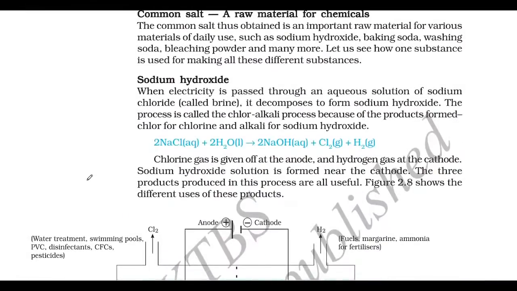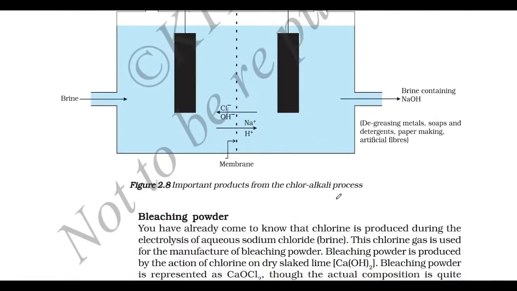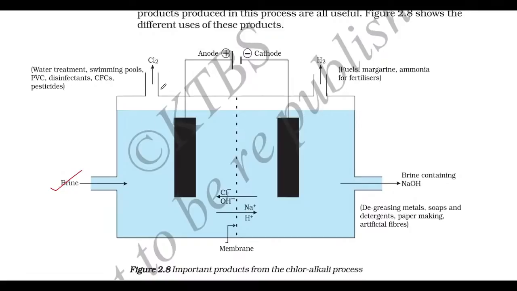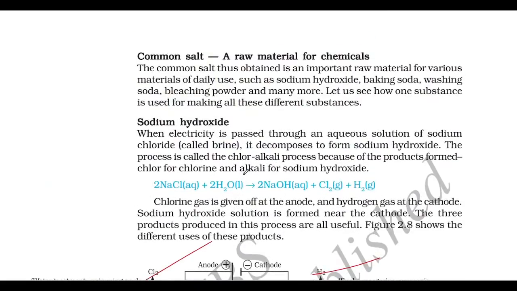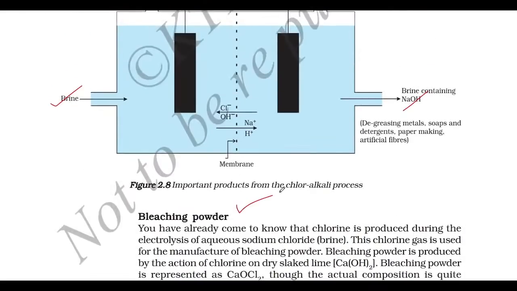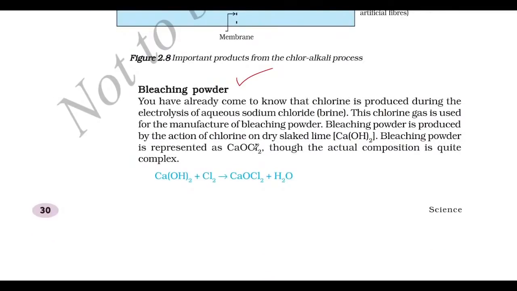so you can read all these things. And a very important process, what? Chloralkali process. Chlorine gas is produced, hydrogen gas is produced, brine containing NaOH. These are the products of the chloralkali process. And also we should know the uses of bleaching powder, what is bleaching powder, and also the chemical name of bleaching powder, you should know it. And bleaching powder is what? CaOCl2.